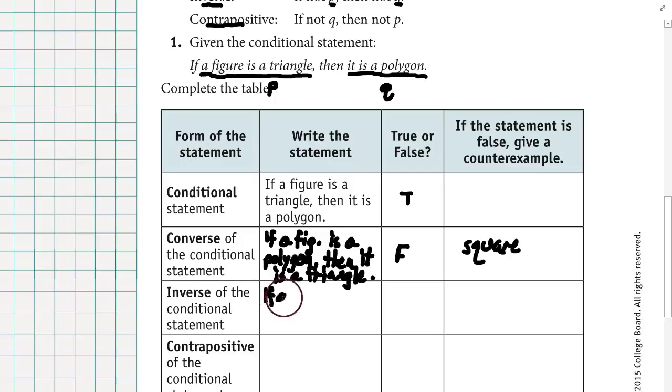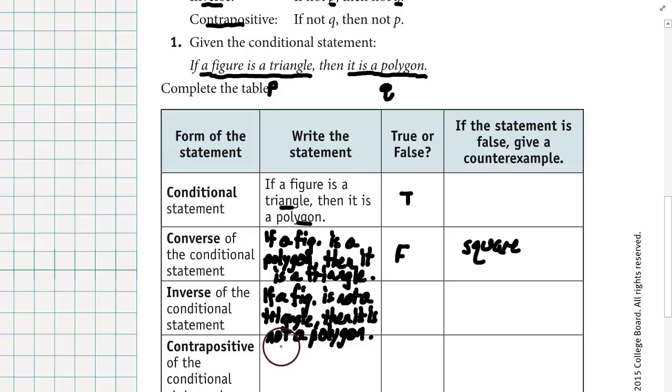If a figure is not a triangle, then it is not a polygon. Compare this to the original conditional statement. It begins with the idea about being a triangle and concludes with the idea about being a polygon. We still have that same order, but we now have the word not in both places. Is this true or false?